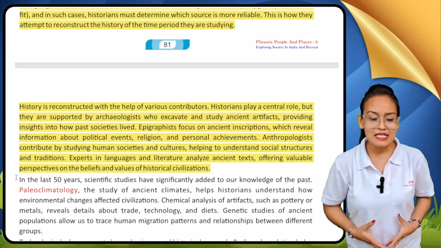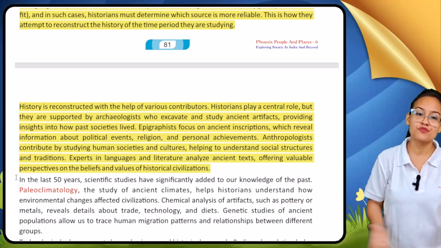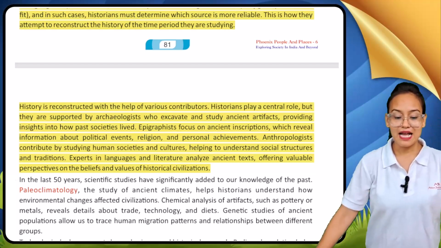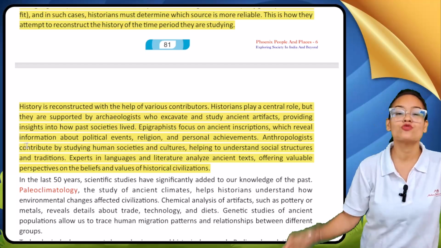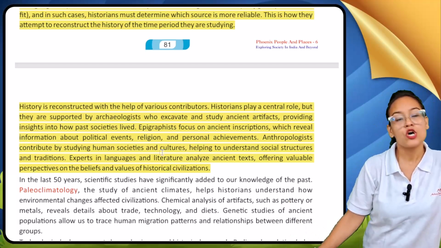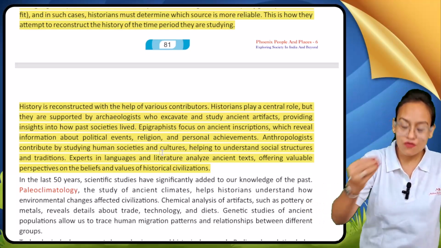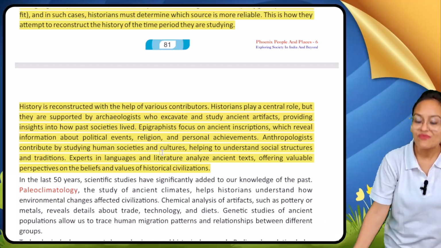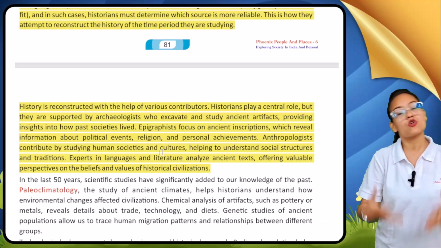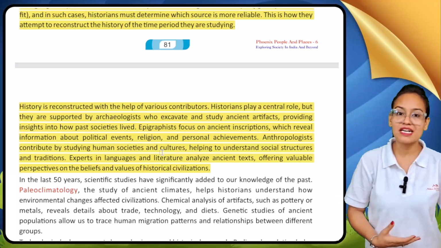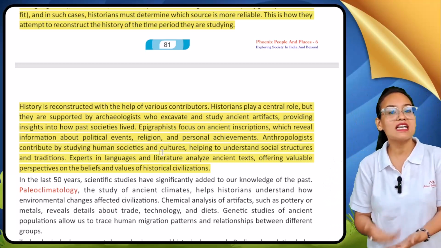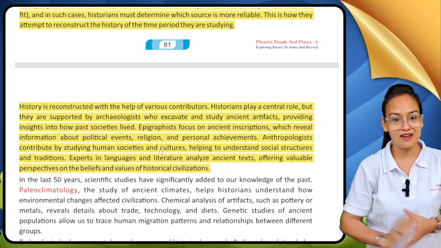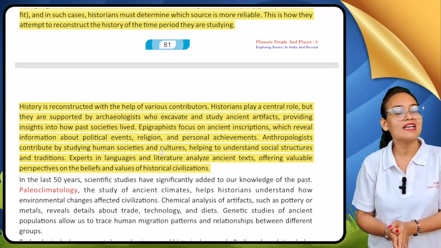See, history is always full of various contributors. Here, historians play an important role, and archaeologists help historians to gather information from a particular place. So here you can see, to know about the measurement of time, historians get help from archaeologists. Epigraphists also help them. Epigraphists study inscriptions, and when they study an inscription, they tell them, okay, this particular inscription belongs to this era. So through this we can get to know about timeline.